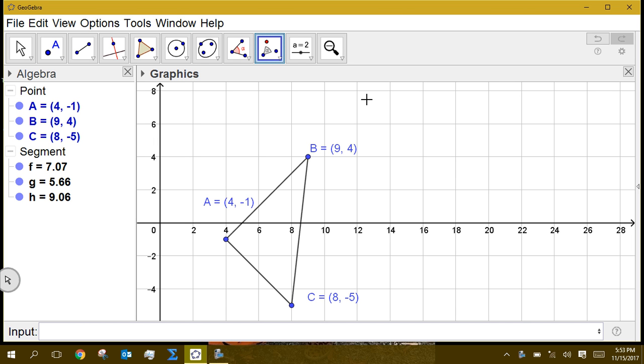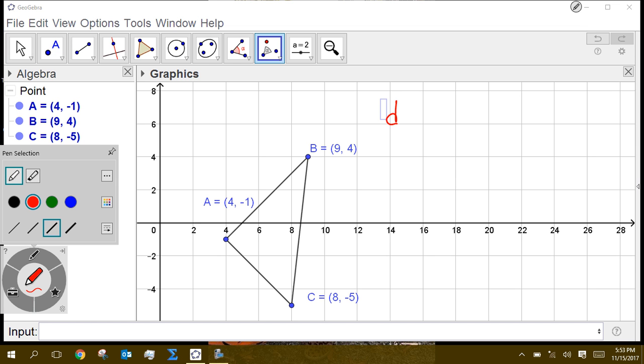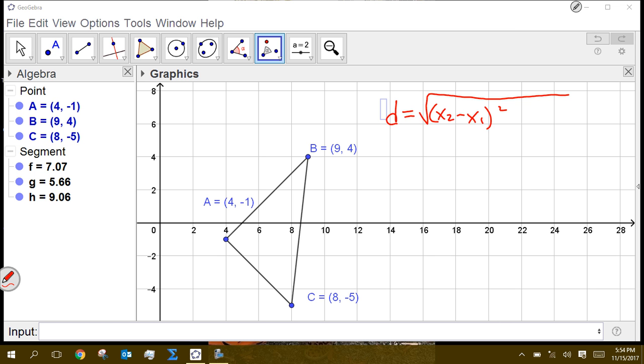Then they might ask, is it a right scalene? Is it a right isosceles? A couple things that we're going to look at here are the distance formula and the slope formula. The distance formula, again, from class, we know to be d is equal to the square root of x2 minus x1 squared plus y2 minus y1 squared. And the x2, y2, and x1, y1 come from your ordered pairs here.